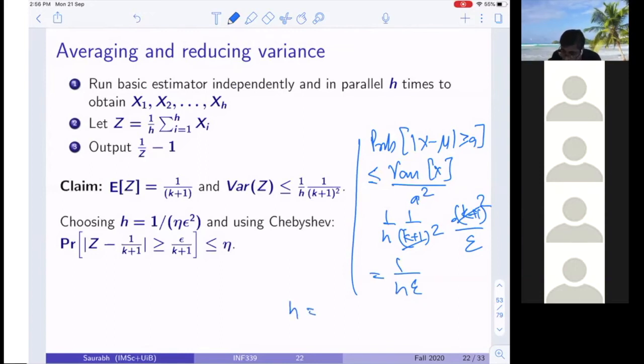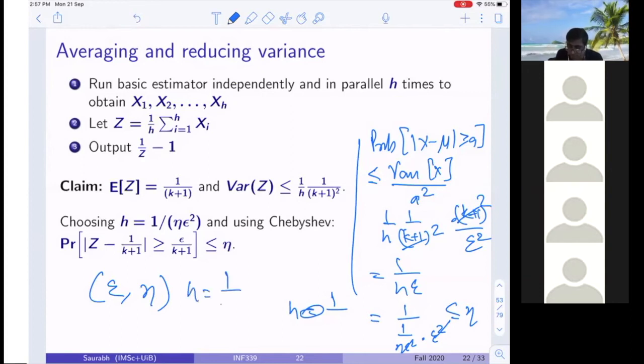And what is the h I am picking? The h which I am picking is 1 over eta epsilon square. So this will get cancelled, and what you will get is eta. So by a direct application of Chebyshev, you are able to show that you can get an epsilon and eta approximation. So what are my accuracy parameters? Epsilon and eta, but the number of estimators we have used is h, which is 1 over eta epsilon square.